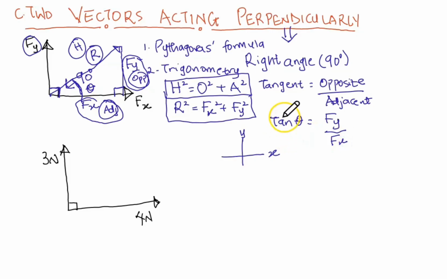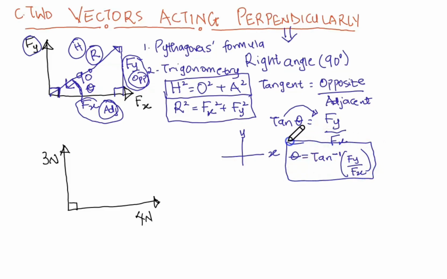Now when you take tan to the other side, you get theta equals tan inverse, the inverse of tan, of Fy all over Fx. With this formula, you can calculate the direction of the vector, while the Pythagoras formula over here will help us calculate the magnitude of the resultant. So this is what we need.